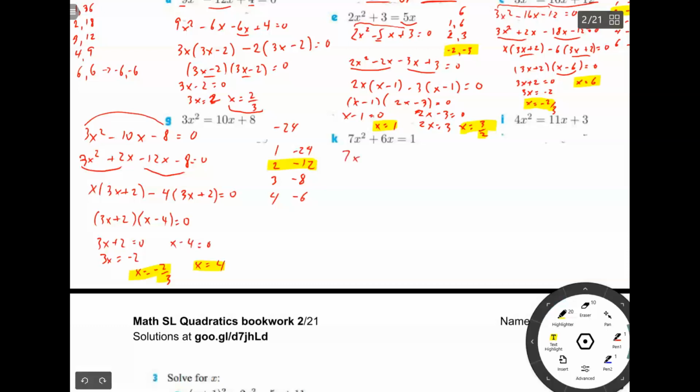So again, first step, put everything on the left side. Second step, multiply together a and c, and we get negative 7. The possible factor pairs for negative 7 are 1 and negative 7.